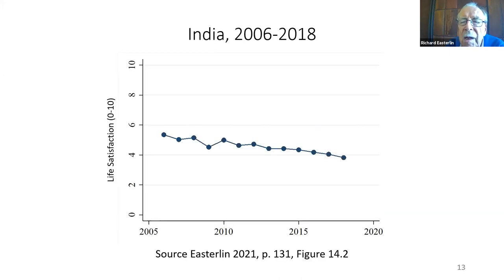And more recently, here's India for the period 2006 to 2018, when we have reasonable data on life satisfaction. You can see, even though GDP per capita was multiplying enormously, the trend in happiness, if anything, was downward. So the evidence is, both in developed and in less developed countries, the long-term relationship between income and happiness is nil. Next slide.